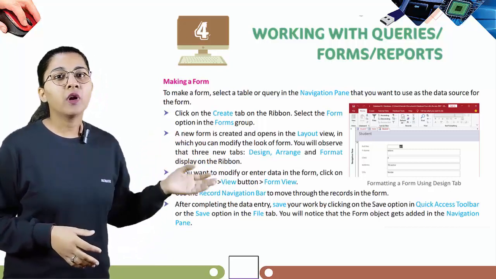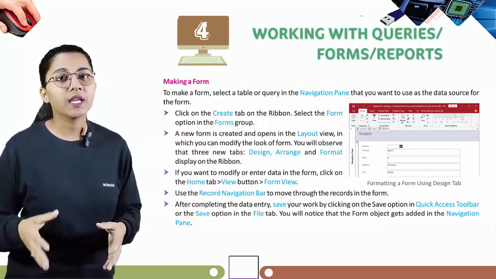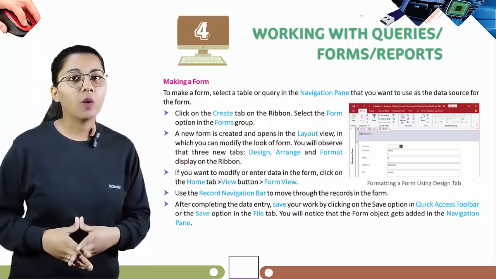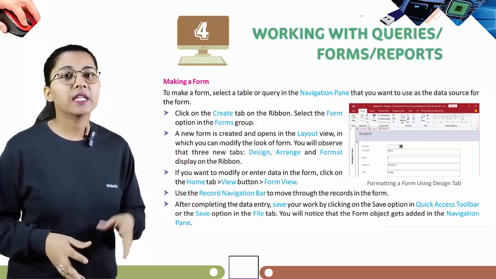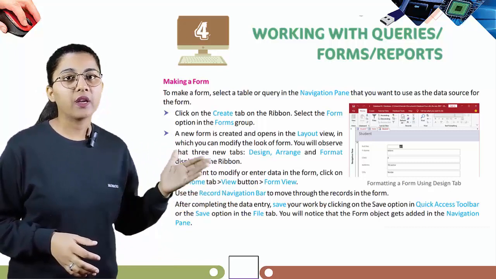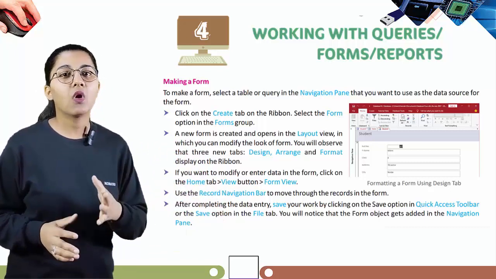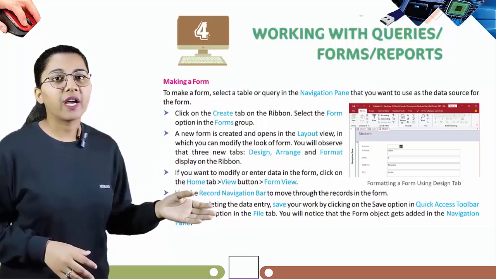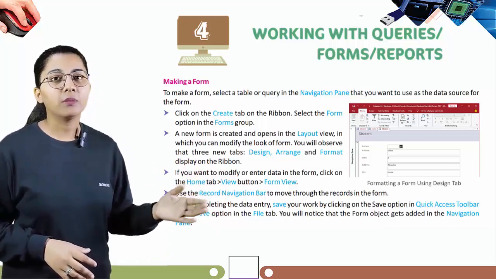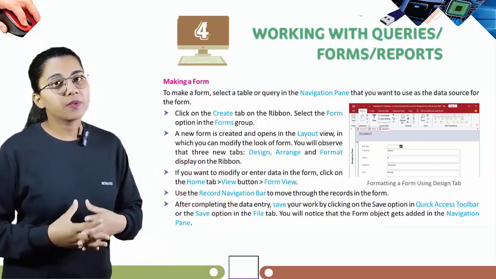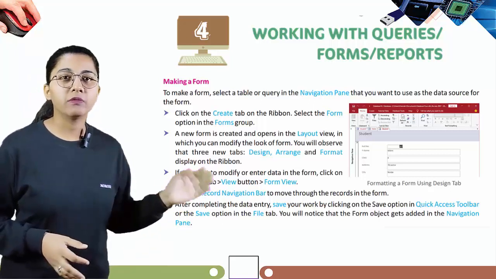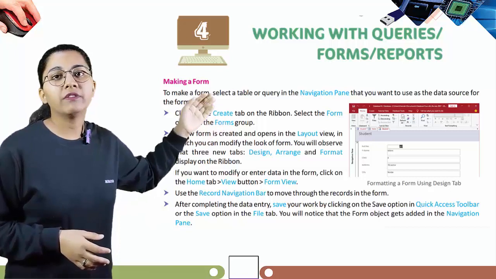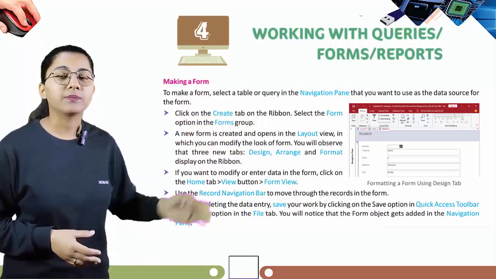Then a new form is created and opened in the Layout view, in which you can modify the look of the form. You will observe that 3 new tabs: Design, Arrange and Format display on the ribbon. Then next, if you want to modify or enter data in the form, click on the Home tab, then View button and then Form View. And here you can see the interface of formatting a form using Design tab.